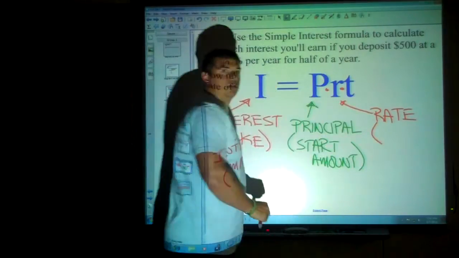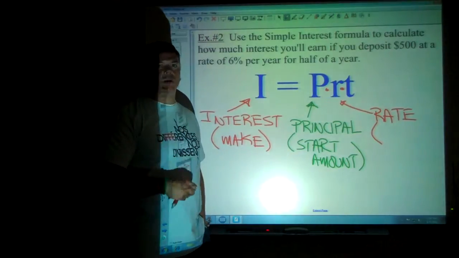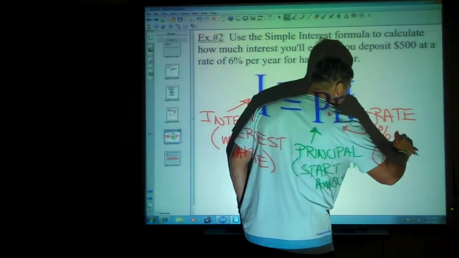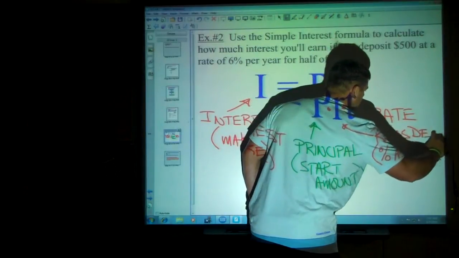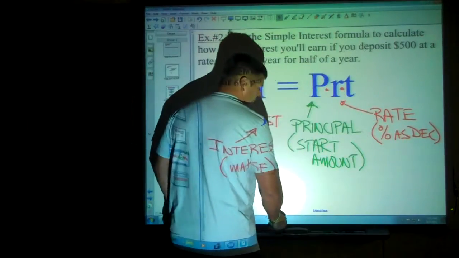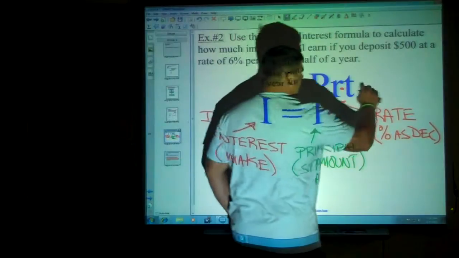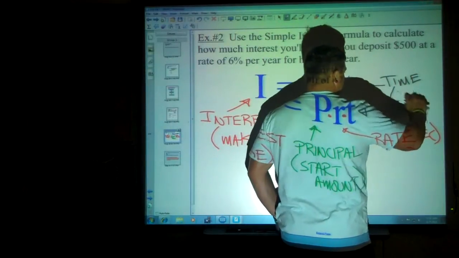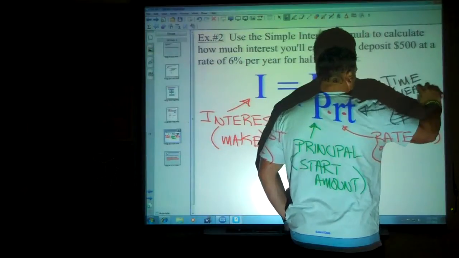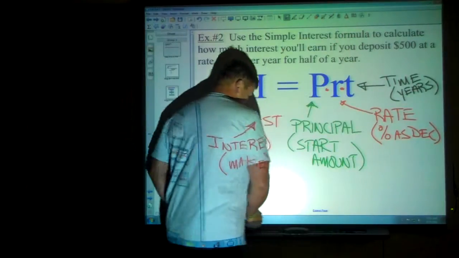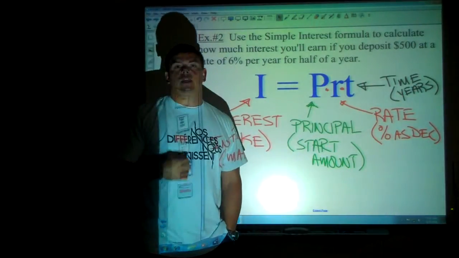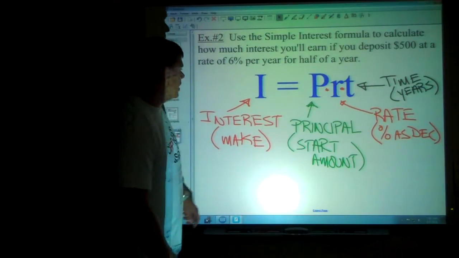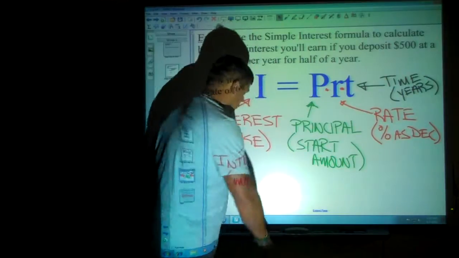But the really big trick about the rate is you must put the value in as a decimal. So if it's a percent, as a decimal. We'll talk about how to convert that. And T is time. And it's usually in years. So if it is in years, and they give you 6 months, you need to put 1/2 or 0.5 into the formula. Now I talked about this percent as a decimal.